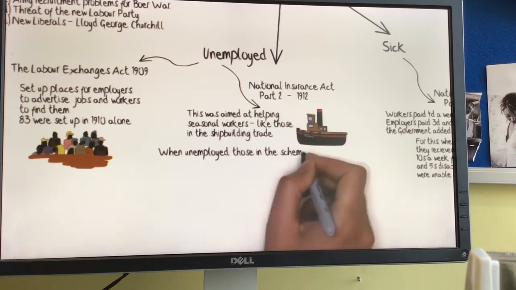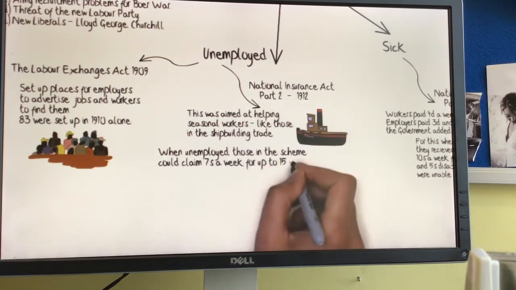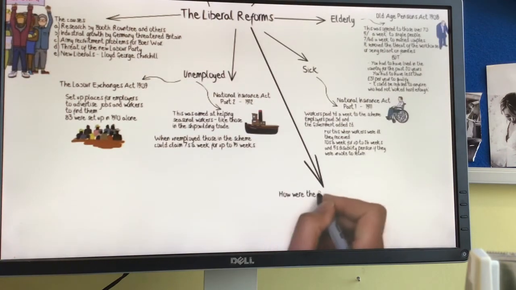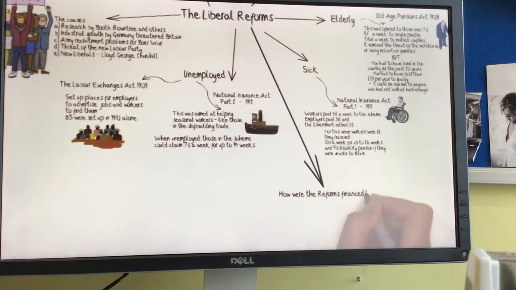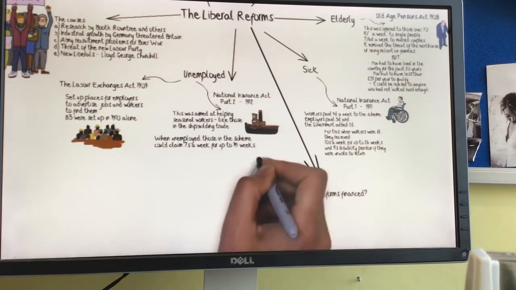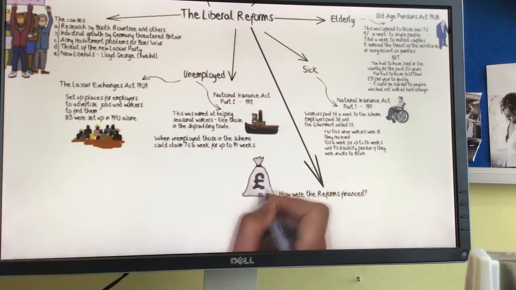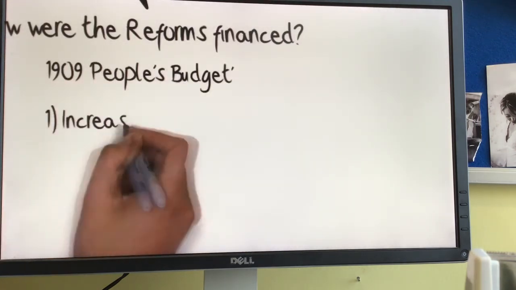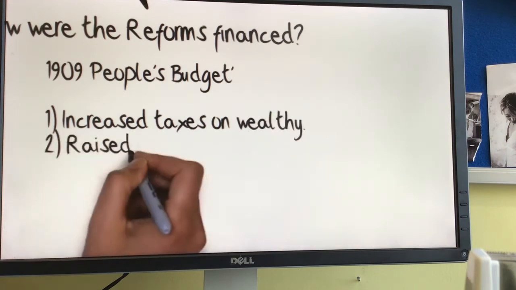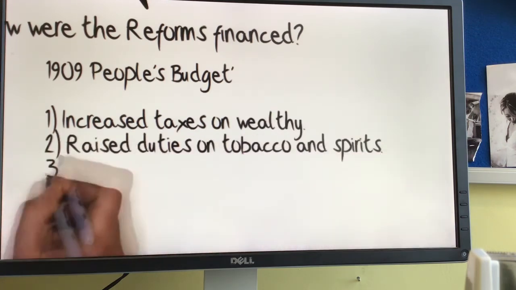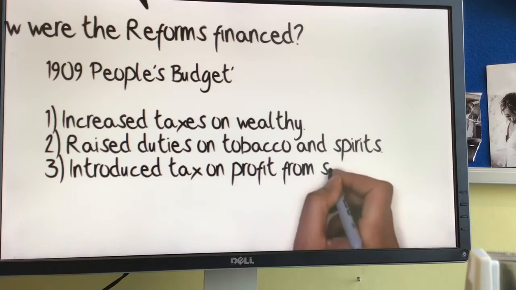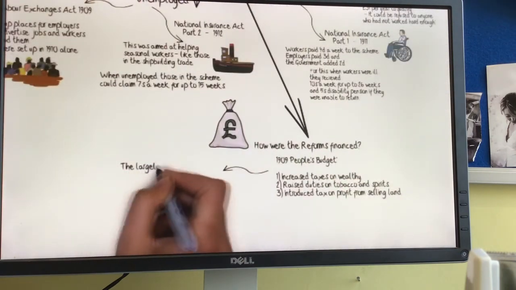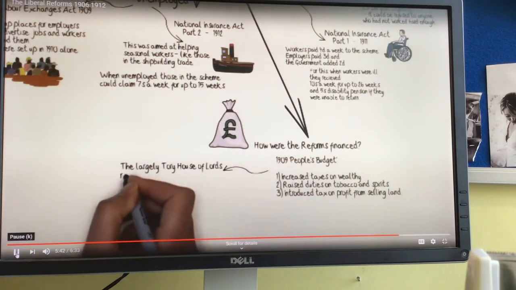However, all of these reforms needed to be paid for. So how were they financed? Well, in 1909, David Lloyd George introduced what he called the People's Budget. In it, he introduced a raft of legislation increasing taxes on the wealthy, raising duties on tobacco and spirits, and introducing tax on the profit from selling land. Wealthy landowners, largely Conservative, were heavily opposed.